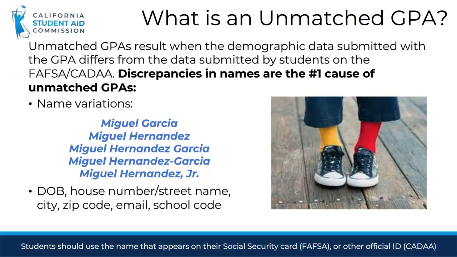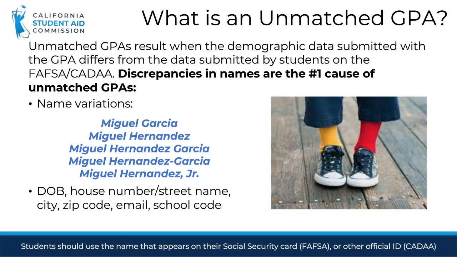What is an unmatched GPA? As some of you may know, unmatched GPAs result when the demographic data submitted with the GPA differs from the data submitted by the students on their FAFSA or DREAM Act application. The most common reason for GPA mismatches are discrepancies in their name. For example, students with dual names may use multiple versions of their name, as we can see with this student, Miguel Hernandez Garcia.